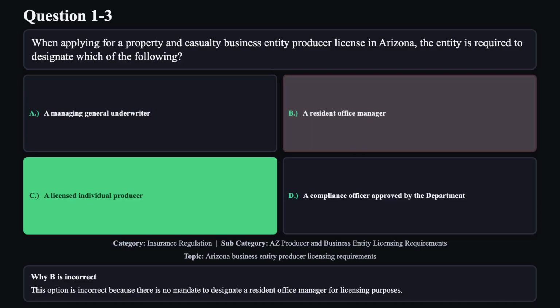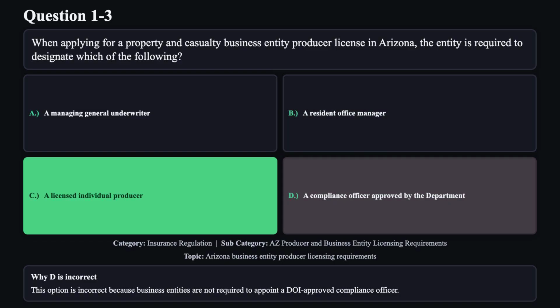Reason B is not correct. This option is incorrect because there is no mandate to designate a resident office manager for licensing purposes. Reason D is not correct. This option is incorrect because business entities are not required to appoint a DOI-approved compliance officer.